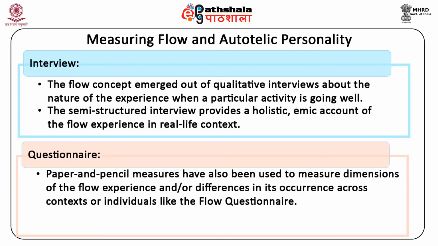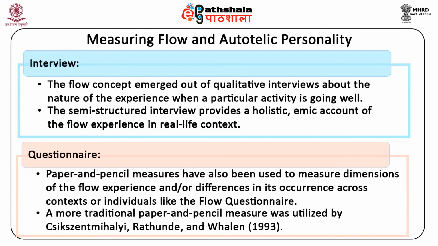Paper and pencil measures have also been used to measure dimensions of the flow experience and/or differences in its occurrence across contexts or individuals, like the flow questionnaire, Csikszentmihalyi and Csikszentmihalyi. A more traditional paper and pencil measure was utilized by Csikszentmihalyi, Rathunde and Whalen. They defined autotelic personality as the conjunction of receptive and active qualities measured by the Jackson PRF factors of sentience and understanding, and the other by achievement and endurance, Jackson.